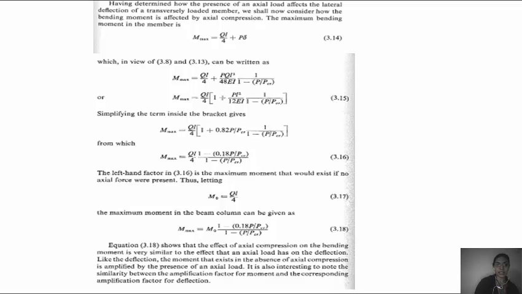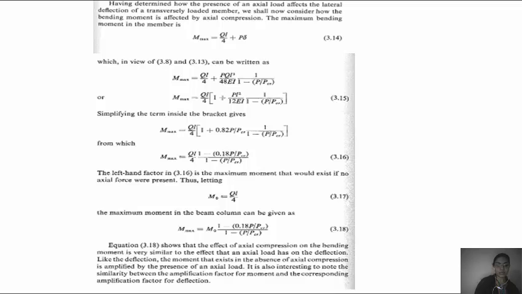Now, the maximum bending moment in the member is Mmax equal to QL by 4 plus P into delta. Substituting the delta value here, we get the final equation as Mmax equal to QL by 4 into (1 plus 0.18 P by Pcr) the whole by 1 minus P by Pcr. The left hand factor is the maximum moment that would exist if no axial force were present. Thus letting M naught equal to QL by 4, the maximum moment in the beam column is given as Mmax equal to M naught into (1 plus 0.18 P by Pcr) the whole by 1 minus P by Pcr.